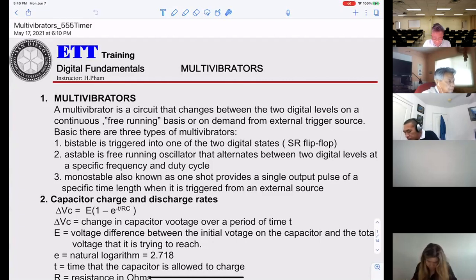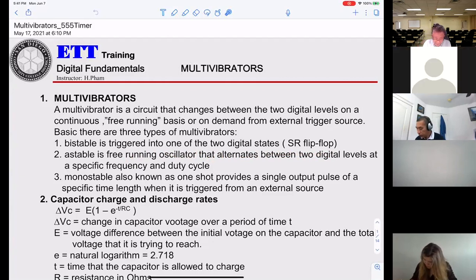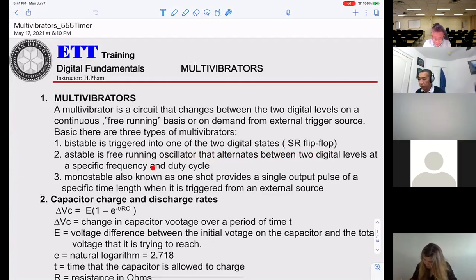The second one will be the astable, a free-running oscillator that alternates between two digital levels at a specific frequency and duty cycle. And the last one will be a monostable, also known as the one shot. It provides a single output pulse of a specific time length when it is triggered from an external source.